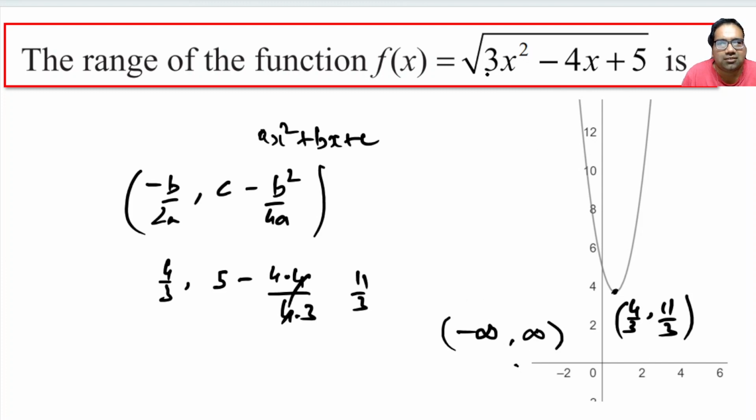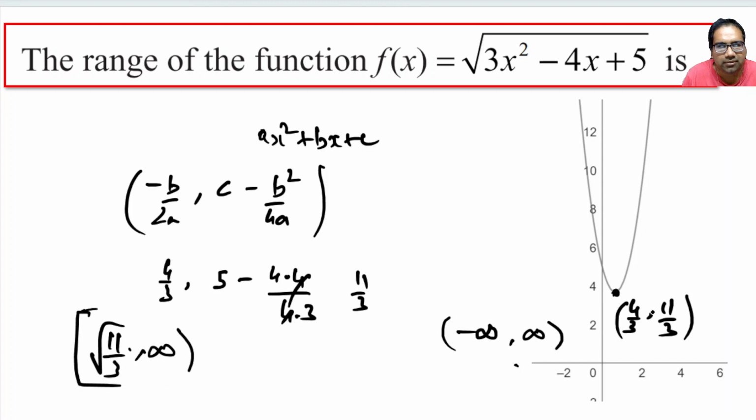Now what is the range? The minimum value of this function is this one. So the minimum value of 3x squared minus 4x plus 5 is 11 by 3. So the minimum value of root of 3x squared minus 4x plus 5 is root of 11 by 3. And what is the maximum value? Because this is a quadratic function, it will keep increasing, and the root of infinity can go up till infinity.